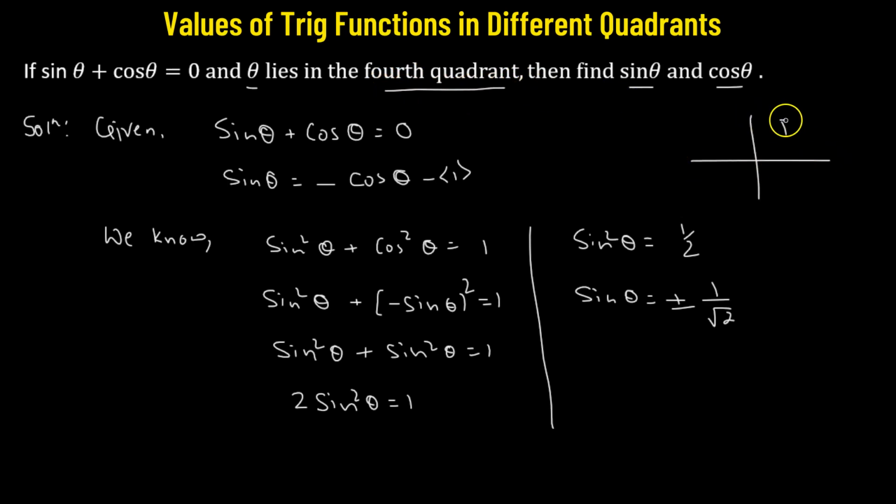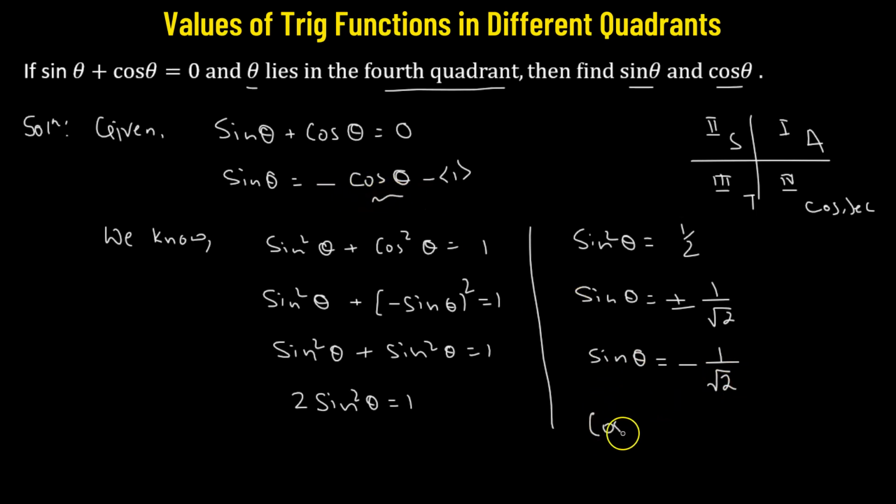Now we know that if we have a quadrant system with 1, 2, 3, 4 as the fourth quadrant, all we have to do is remember the mnemonic A, S, T, C, and in the fourth quadrant we have C, which means the cosine and the secant functions are going to be positive, everything else is negative. Meaning sine theta can only take a negative value, so sine theta is going to be negative 1 over square root of 2.